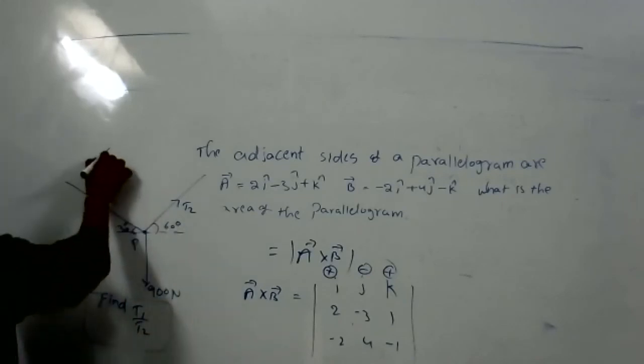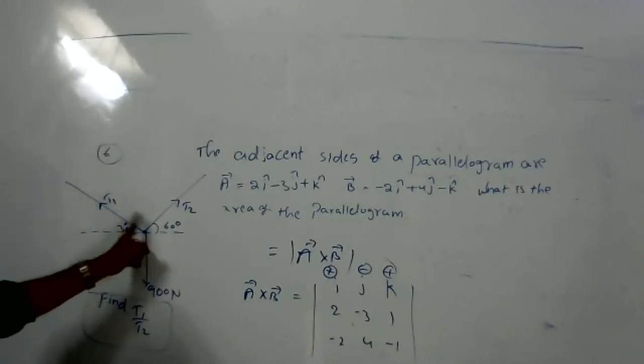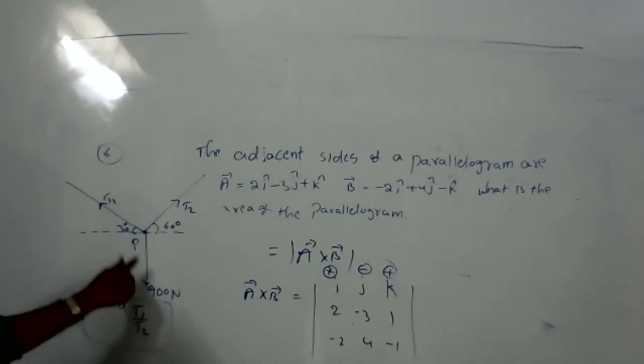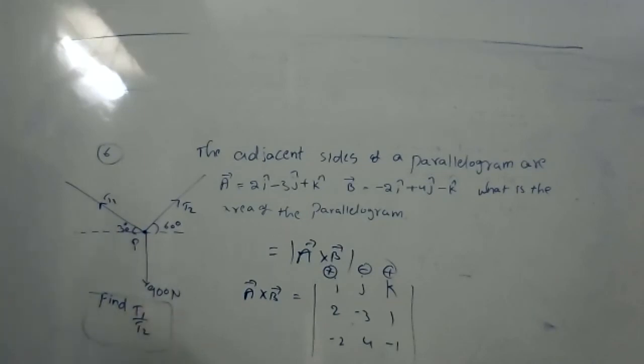Question number 6. T1, tension force 1, tension force 2, and they have given 900 Newton force is acting here at point P. Then find out T1 by T2.